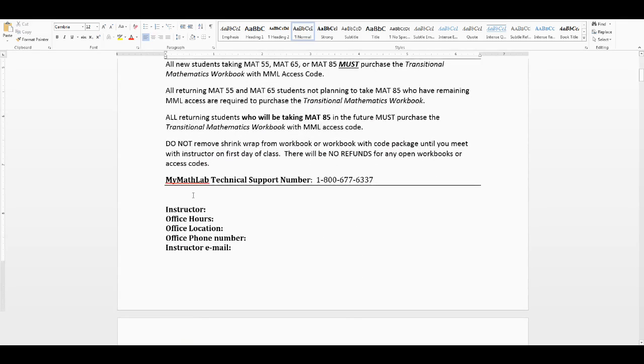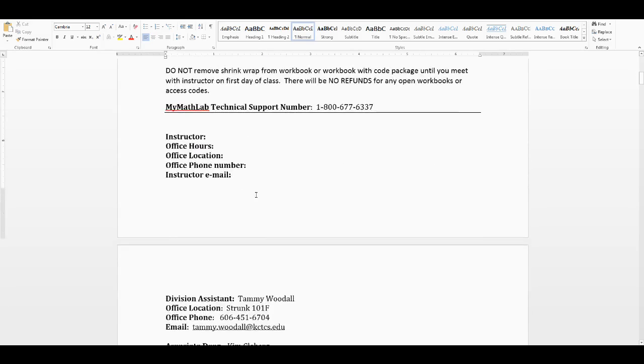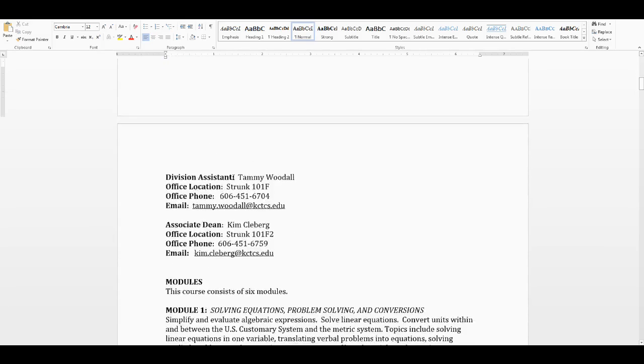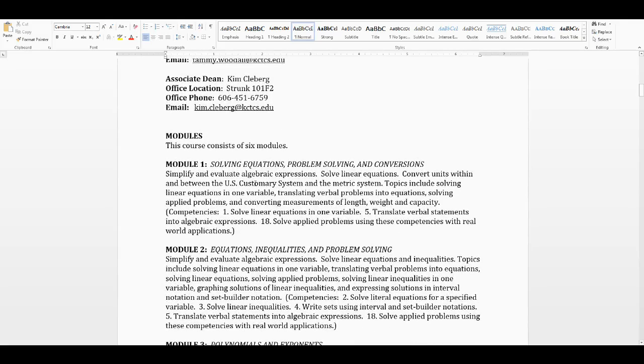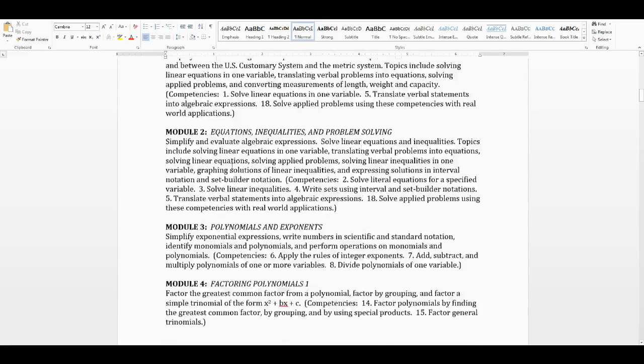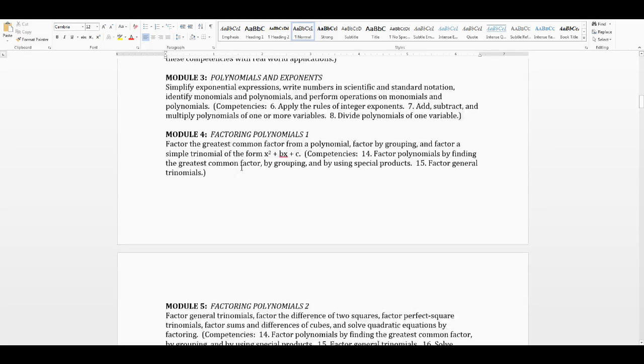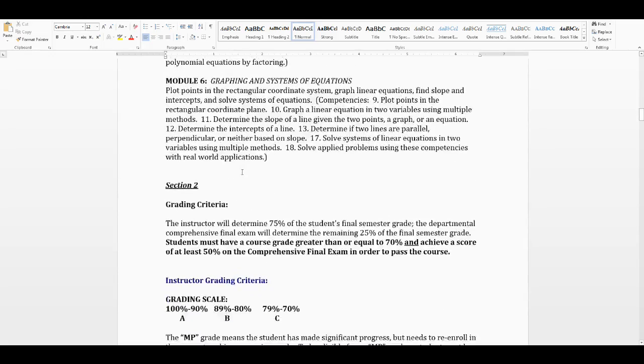Your instructor will have his or her information here, so make sure you read that. Math 55 and 65 have 6 modules each. Math 85 has 5 modules. You can read these. These are just chapter descriptions of what the modules cover.